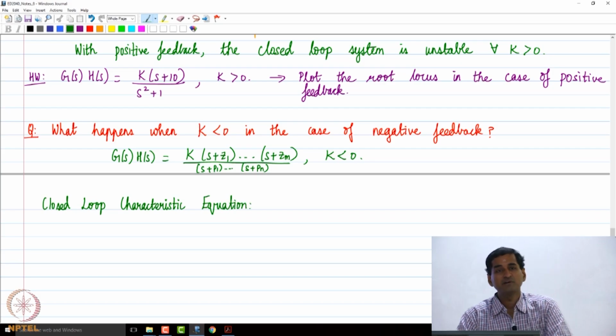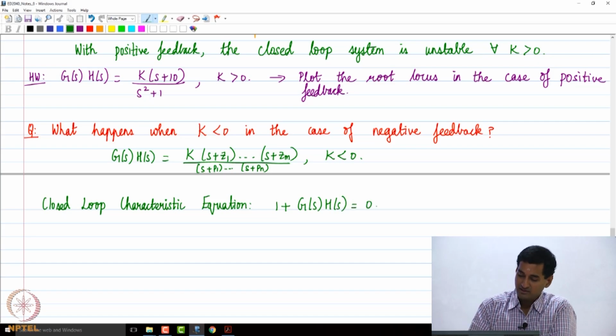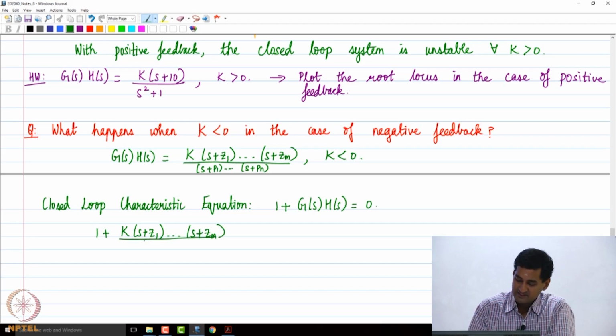What happens to the closed loop characteristic equation? Negative feedback, right? With negative feedback, the closed loop characteristic equation is 1 plus G(s)H(s) equals 0. Please remember that. So what happens to this one? If I substitute this structure, it will become 1 plus K (s plus z1) ... (s plus zm) divided by (s plus p1) ... (s plus pn) equals 0.